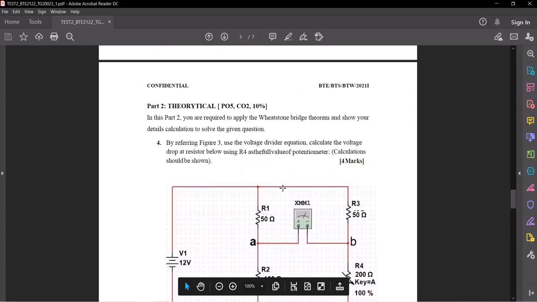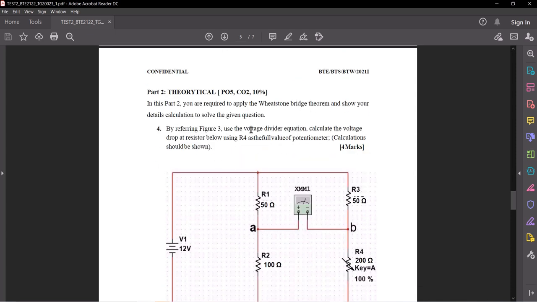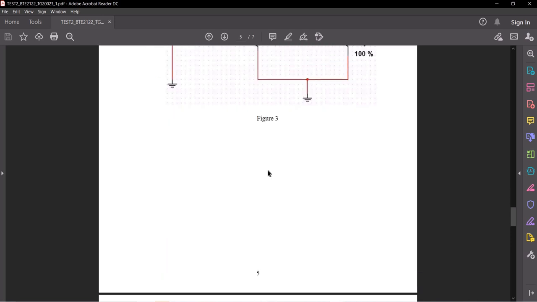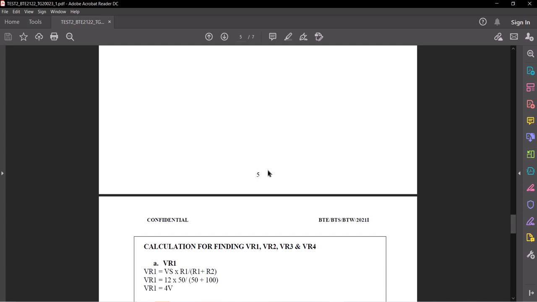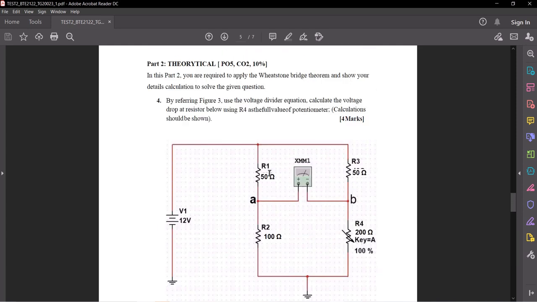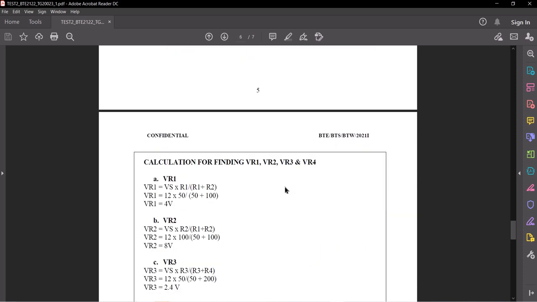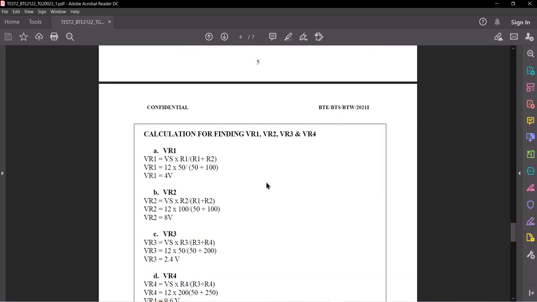Now for part 2, by referring to figure 3, use the voltage divider equation to calculate the voltage drop at the resistors below, using R4 as the full value of the potentiometer. So based on this figure 3, we need to calculate the voltage drop, and we use R4 as 200 ohm because we have to use 100%. So this is the calculation for VR1, VR2, VR3 and VR4.